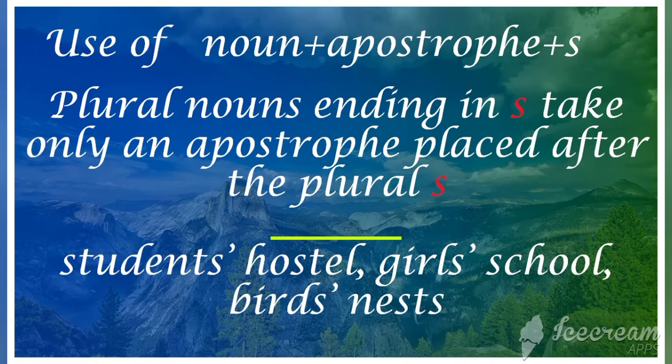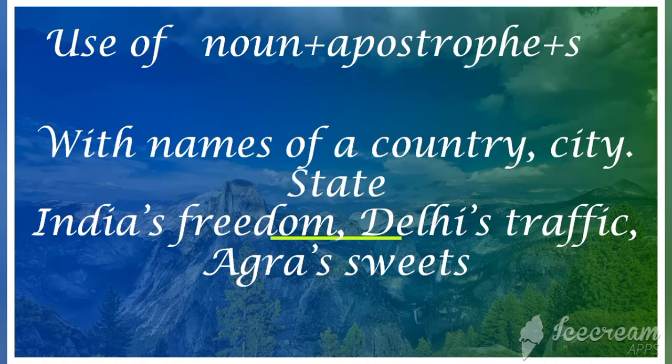So we are commonly talking about the plural form. Many girls, not one girl's school, but so many girls. If it is ending with s, we cannot add another apostrophe s, but we have to just add an apostrophe after the s. Bird's nest. For this also, it is ending with s, and we have to add an apostrophe after the s.